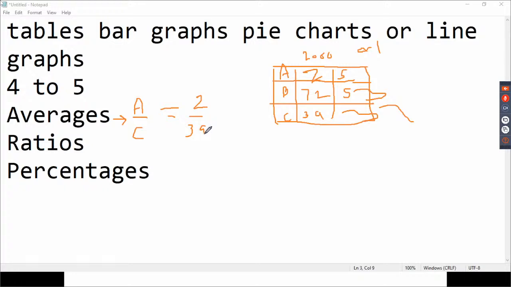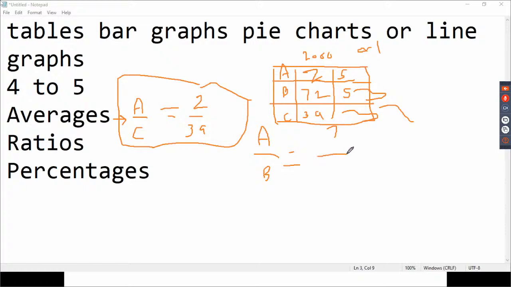For example, if they ask what is the ratio, this is related to ratios now, what is the ratio of the profit of A and B in 2001 and 2000 together? Nothing but A by B in both the years. In both the years it is 2 plus 5, 7 for company A in 2000 and 2001, and for company B in 2000 and 2001, 72 plus 53, 125. So what is the answer? 7 by 125. That is the thing you can remember while solving the problems related to ratios in data interpretation.